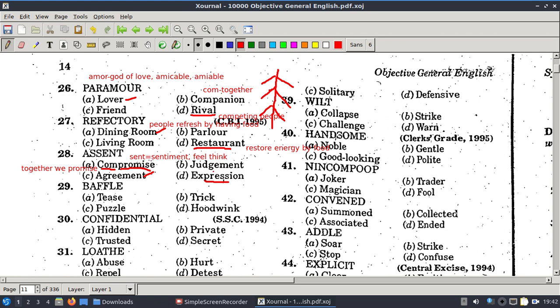X, it has got a press. Press, you press something to extract something. You press seeds to extract oil. Right. That is expression. Judgment we all know. Right. So in this case, assent is agreement, or it can also mean approval.